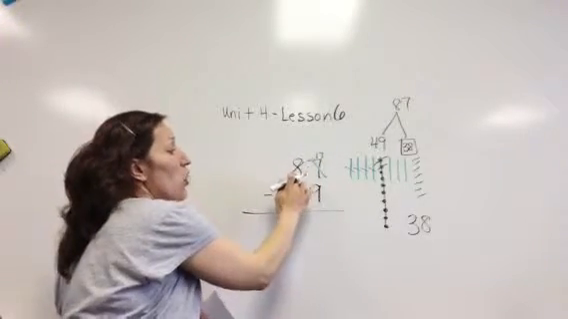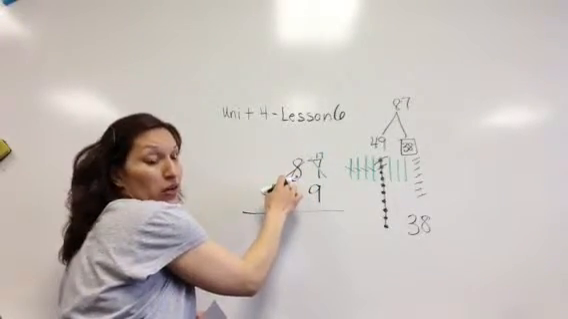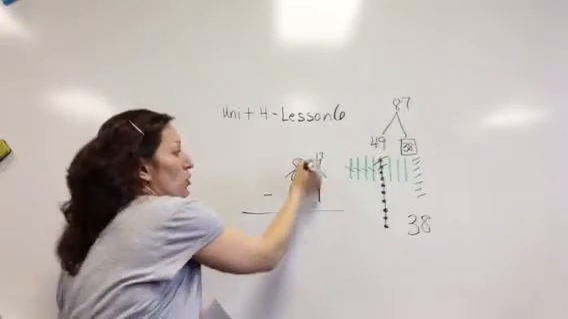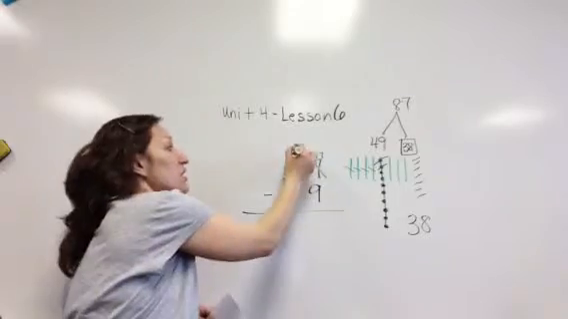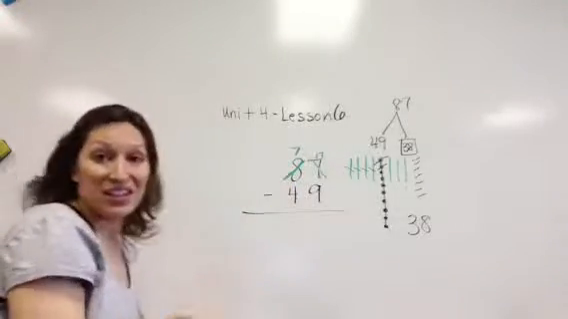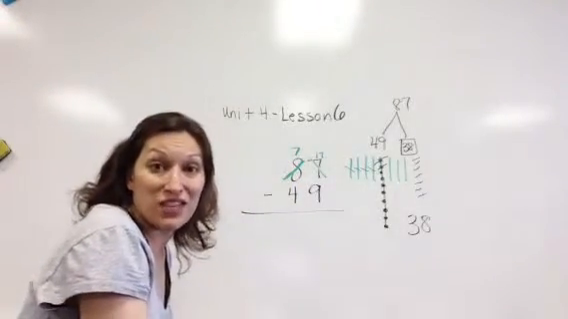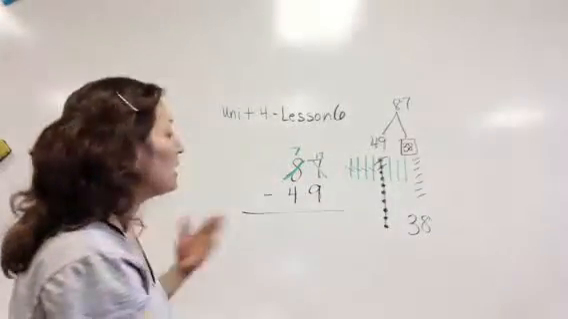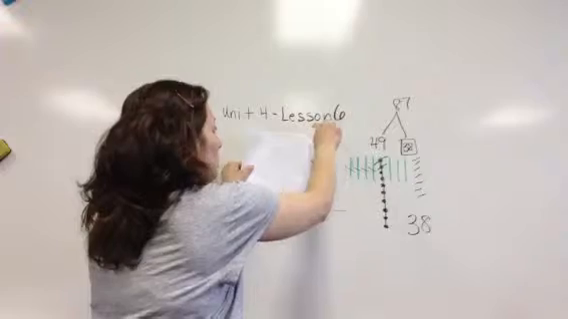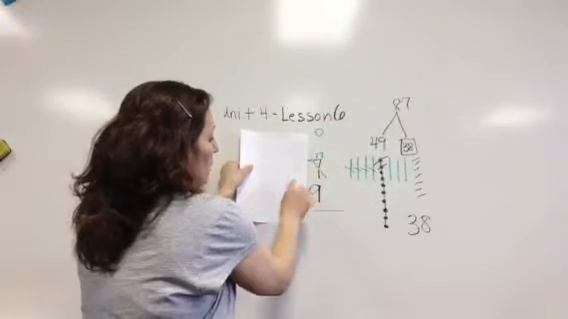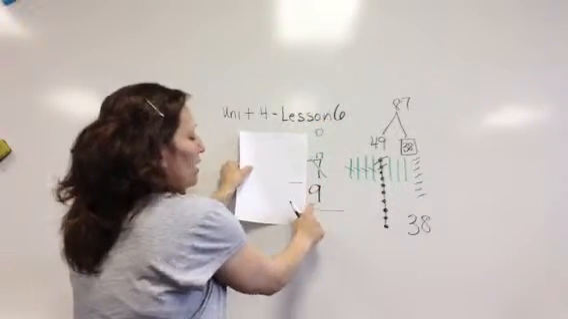Now, since I took one 10 away from here, I don't have 8 tens anymore. I have one less. So instead of 8 tens, now I have 7 tens. So it's looking like something Mom and Dad have done when they were growing up. Okay? Now I can do the ones column first. 17, take away 9. Okay?